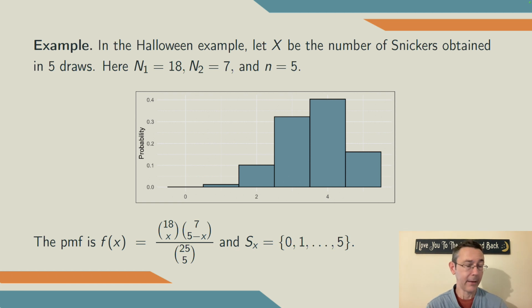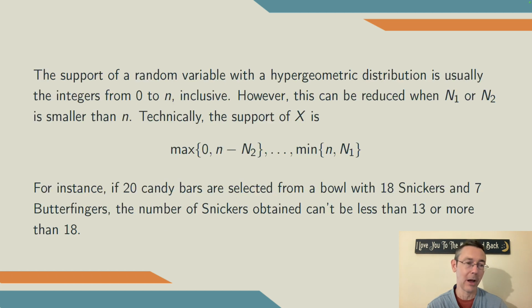The probability mass function is 18 choose x times 7 choose 5 minus x divided by 25 choose 5. And the support is 0, 1, 2, 3, 4, and 5. You can get 0, 1, 2, 3, 4, or 5 Snickers bars when you draw these 5 out. The support of a random variable with hypergeometric distribution is usually the integers from 0 to n. Remember, n is the total sample size, including 0 and including n.